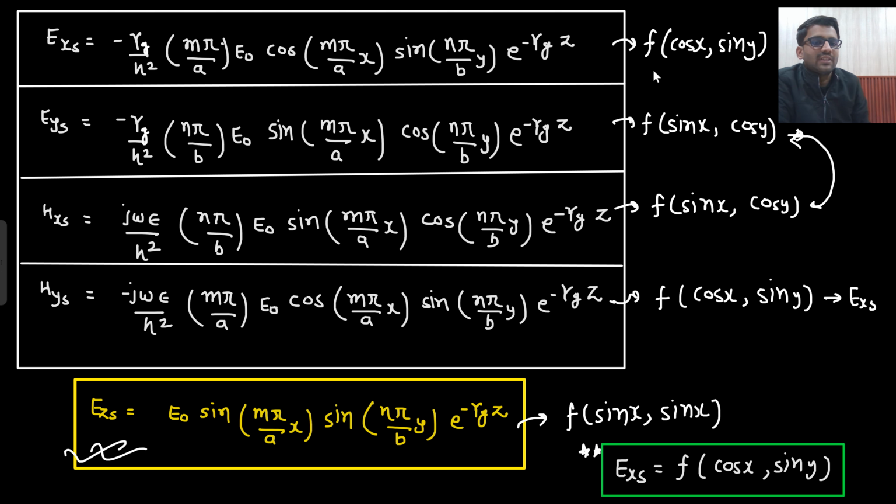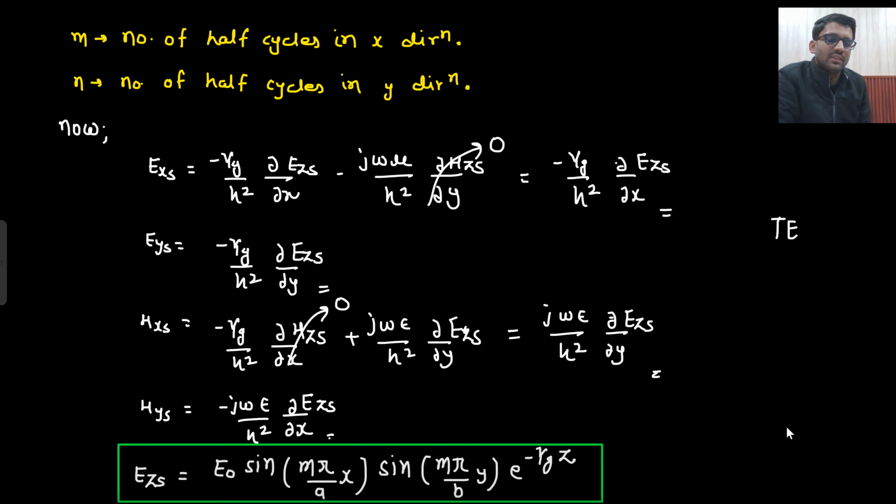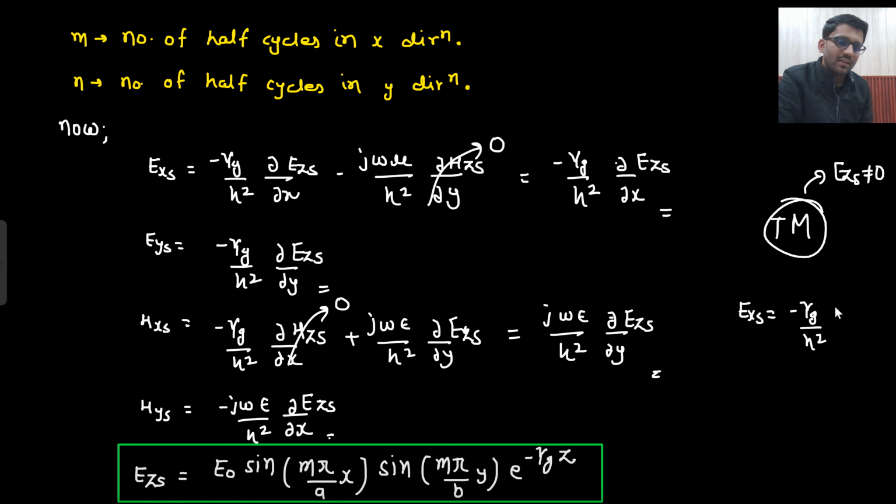And if you don't want to remember this thing, let's just say you forget that it is a function of cos or sin, then how can you derive it in the examination? You will get to know that this is your transverse electric mode, this is my transverse magnetic mode. In transverse magnetic mode I am having EZS equal to non-zero. So if I write down the EXS expression, what would that be? Minus gamma upon h square del by del x EZS. This expression will be there, and the HZS component will be 0.